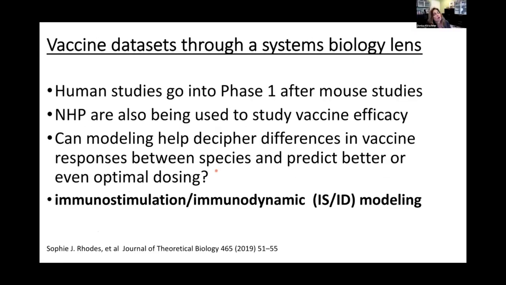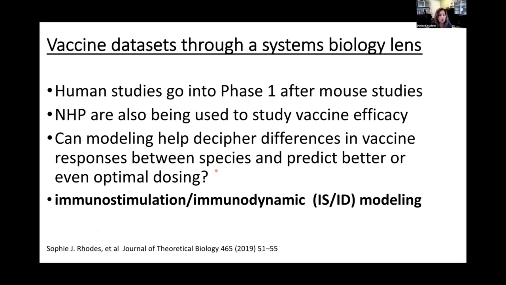Kirschner. And so, human studies go into phase 1 after mouse studies. Non-human primates are also being used. So the question is, can modeling help decipher differences in vaccine responses and predict better dosing?